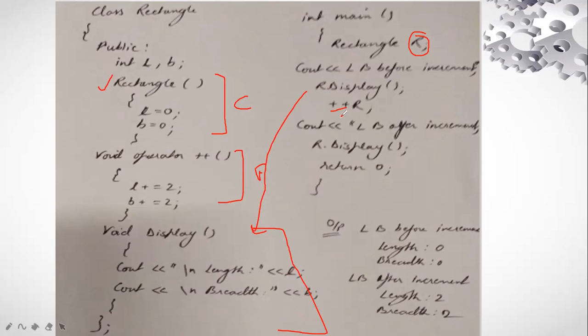Now it will move forward. Next line, plus plus R. It is going to move to this particular operator function. It is going to increment, right? Plus 20, plus 20. Now again it will print cout, that is length breadth after increment. Again R dot display, so again this will be done. Now we can see that plus plus R has already been executed. Length 0 plus the increment, and breadth 0 plus the increment. So this will be the output.